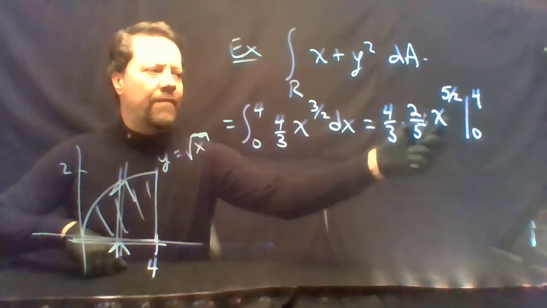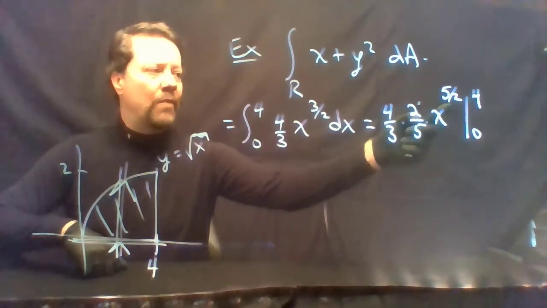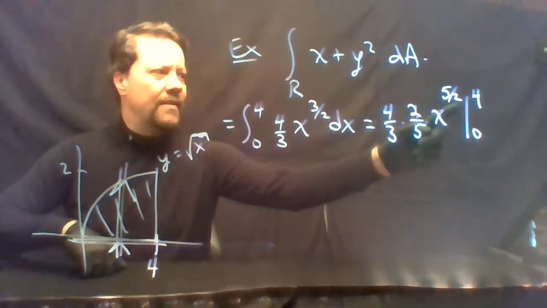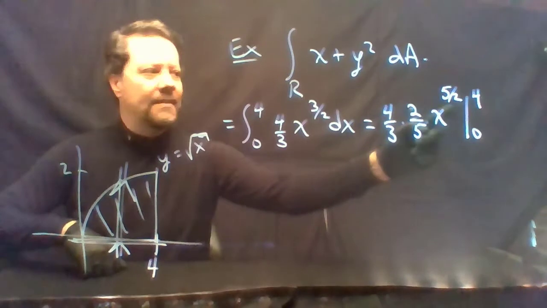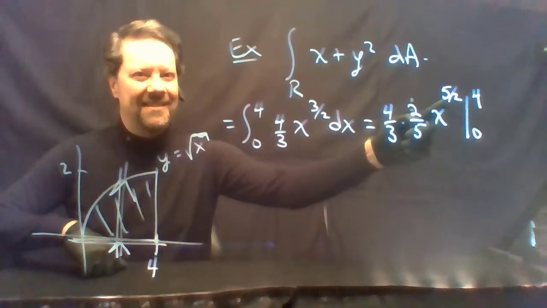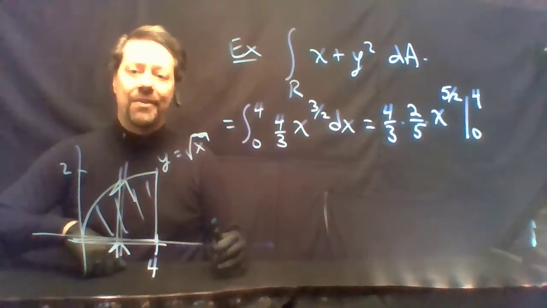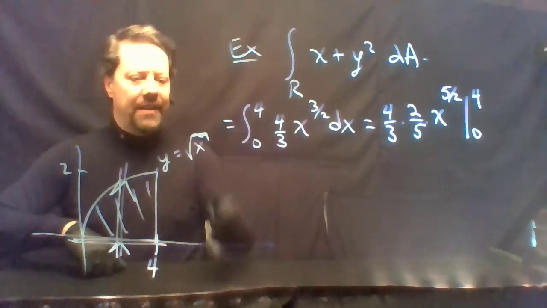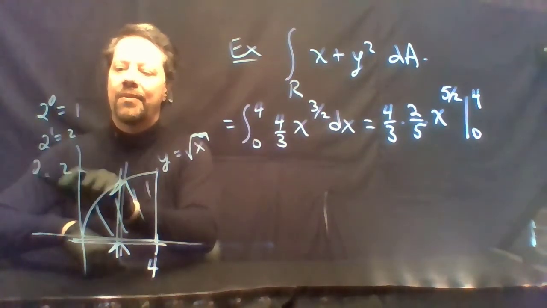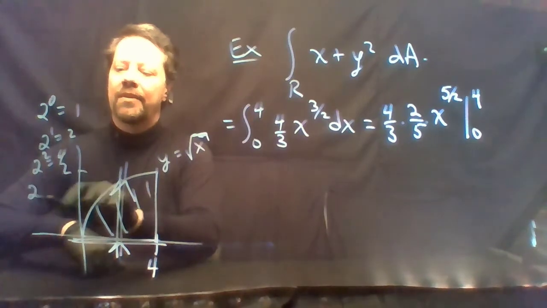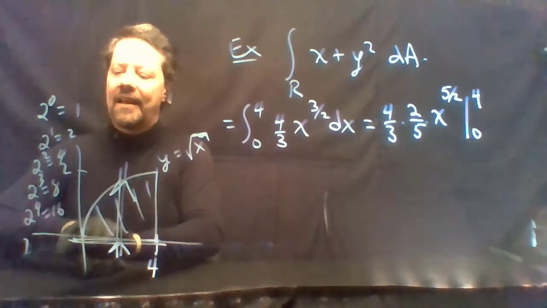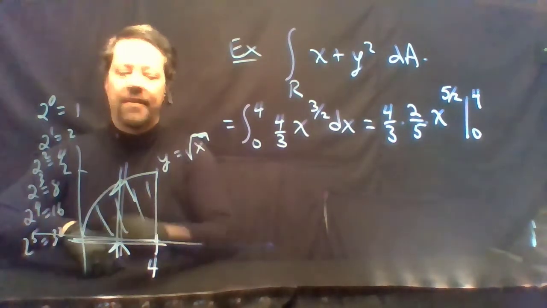When you plug a number like 4 into an expression having a rational exponent, make sure you do the bottom first, the square roots. The square root of 4 is 2. 2 to the power 5? You should know 2 to the power 5. 2 to the power 5 is 32. Let's review these. 2 to the 0 is 1. 2 to the 1 is 2. 2 squared is 4. 2 cubed is 8. 2 to the 4th is 16. And 2 to the 5th is 32.